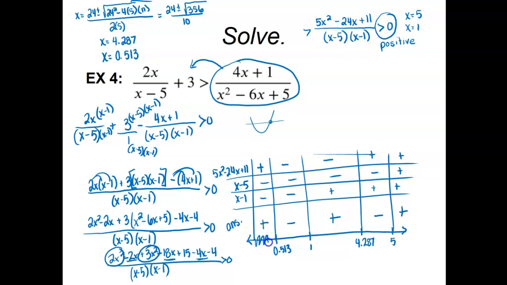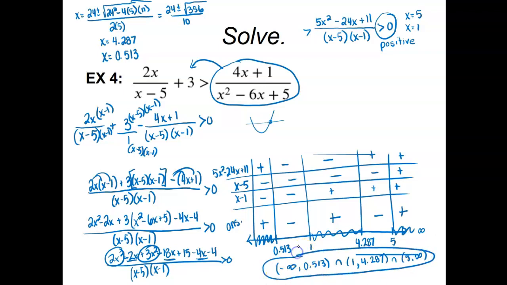And so our positive sections are here from negative infinity up to 0.513. And then from 1 up to 4.287. And then from 5 up here to positive infinity, so 5 to infinity. So this would be our answer for this problem. These are more difficult when you have to do this quadratic formula, but you can still do them. I don't think you'll see a lot of these problems, but you may see some.